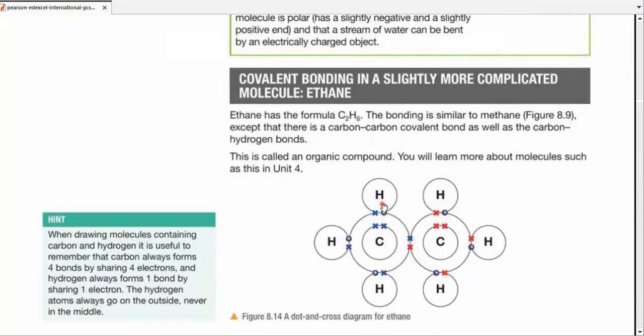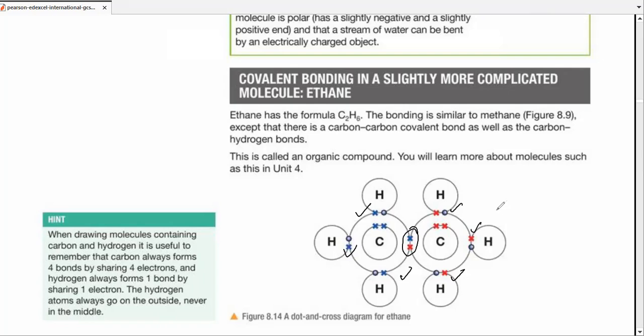Covalent bonding in a slightly more complicated molecule, ethane. Ethane has the formula C2H6, 2 carbon atoms, 6 hydrogen atoms. Now, there is a carbon-carbon covalent bond involved. However, there are a lot of carbon-hydrogen covalent bonds involved in there. Take a look, there is only one carbon-carbon covalent bond. However, there are 1, 2, 3, 4, 5, and 6 carbon-hydrogen bonds.